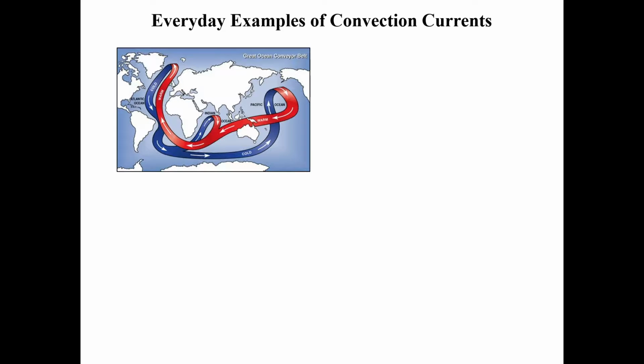So let's look at some examples. We have ocean currents. Ocean currents are caused by convection.